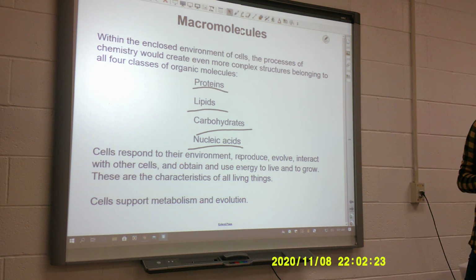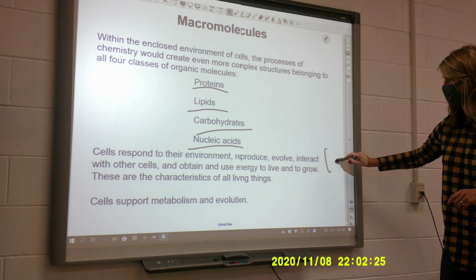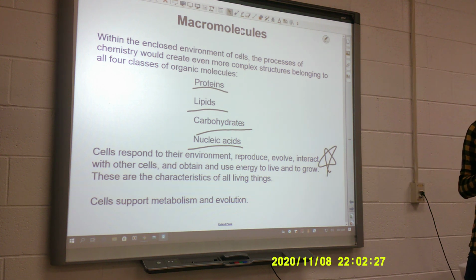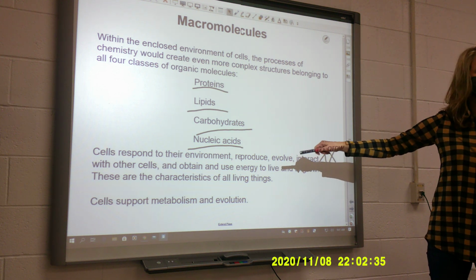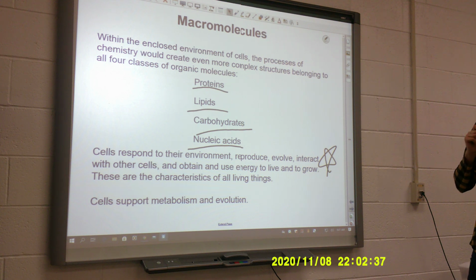Cells respond to the environment, reproduce, evolve, interact with other cells, and obtain and use energy to live and to grow. These are characteristics of all living things. Anything that's alive has to do this: reproduce, evolve, interact with other cells, obtain and use energy, and grow.